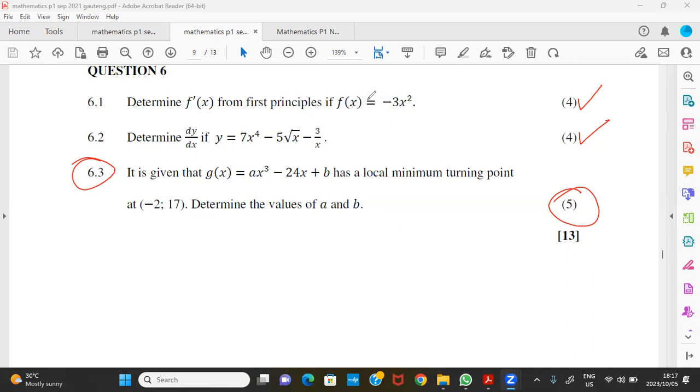So let's see. 6.3, what do they tell us? They say it is given that g of x, so it's a function, is equals to ax cubed minus 24x plus b. So already we have a cubic function because our highest power is a cube. And then they say it is given that g of x has a local minimum turning point.